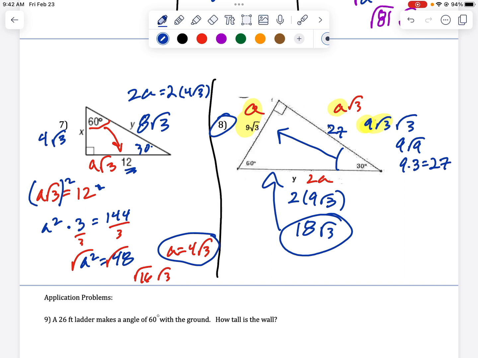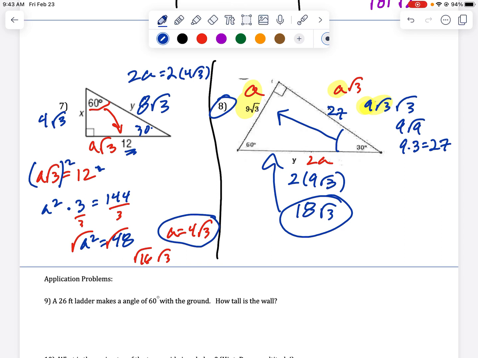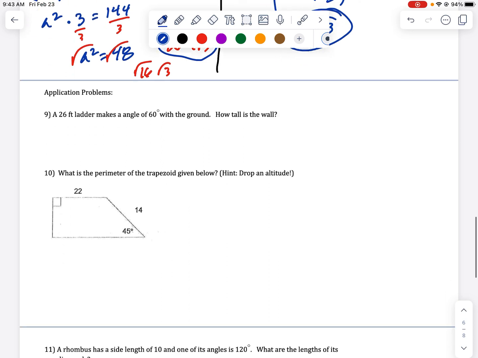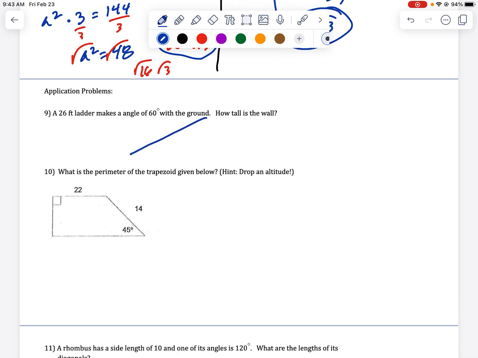All right, these next ones are word problems. It's just applying the same thing. It's a 26-foot ladder. How tall is the wall? 26, 60, 30 degrees. Okay. I'll just pause it there.